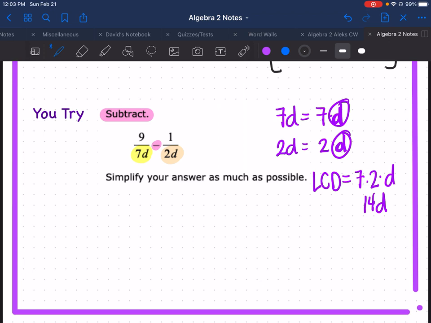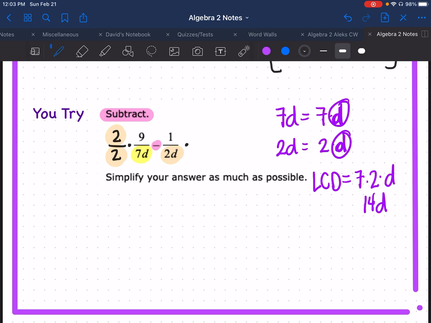All right, so let's go ahead and look. This one needs to be multiplied. I have the 7, I have the D, I need the 2 to get to 14. So I'm going to multiply by 2, multiply by 2. And once again, that 2 is coming from the other denominator, from the peach.